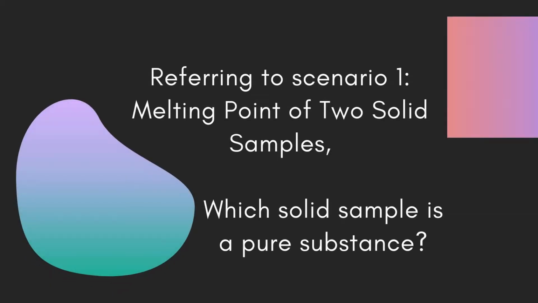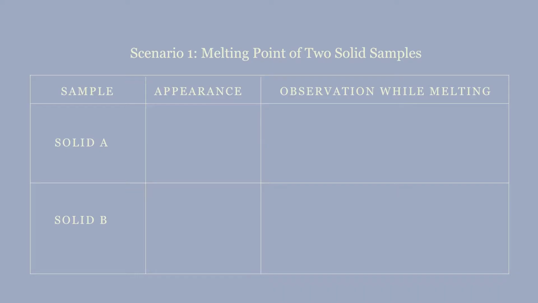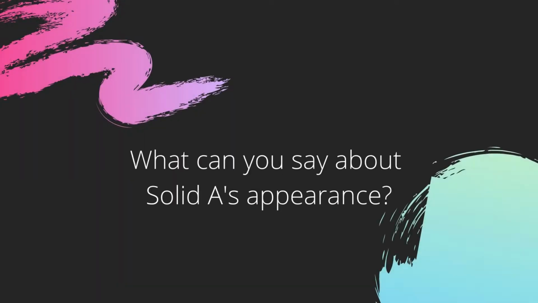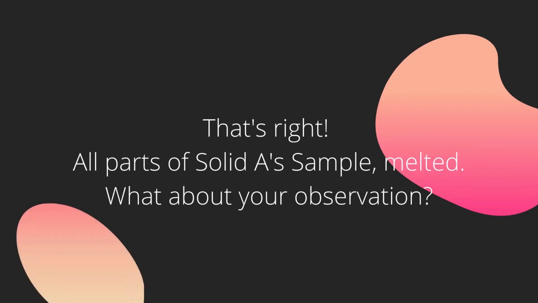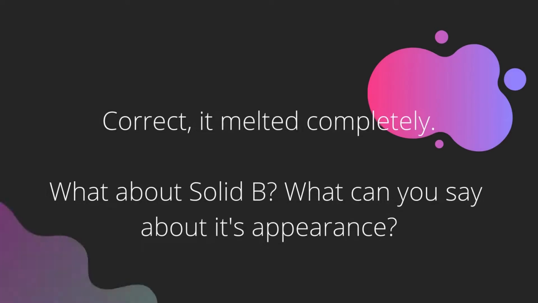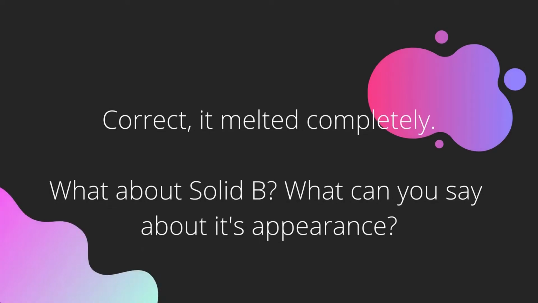Question 2. Referring to Scenario 1, melting point of two solid samples, which solid sample is a pure substance? Let's look at this table. What can you say about solid A's appearance? That's right. All parts of the sample melted. And your observation? Correct. It melted completely. Then what about solid B?